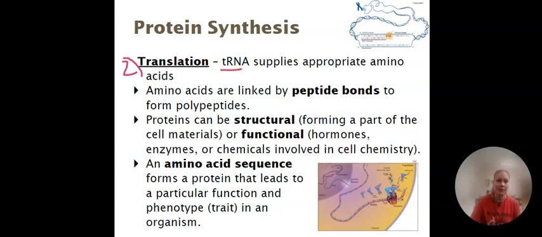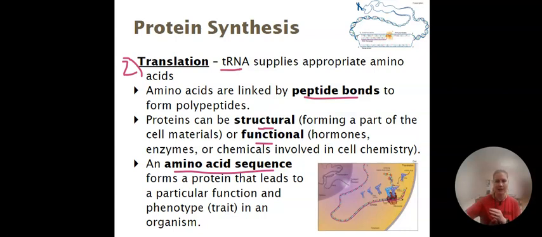Now, there is a second type of RNA called tRNA that supplies the amino acids to the ribosome. The ribosome then links the amino acids together using a peptide bond. And then we finally have our protein or our polypeptide. Polypeptide is just a fancy way of saying protein. Now, different proteins have different structures, therefore they have different functions. Okay? And it is the order of the amino acid sequence, right, that determines the function of that protein.